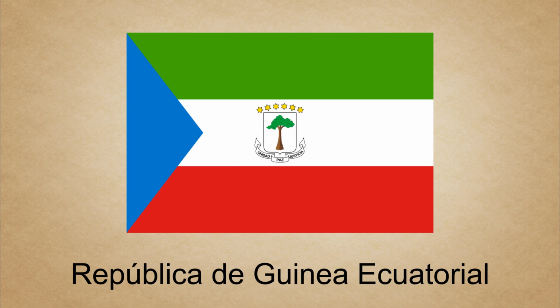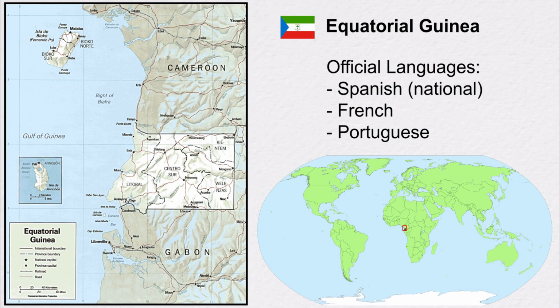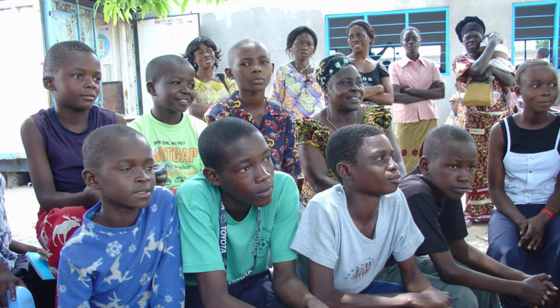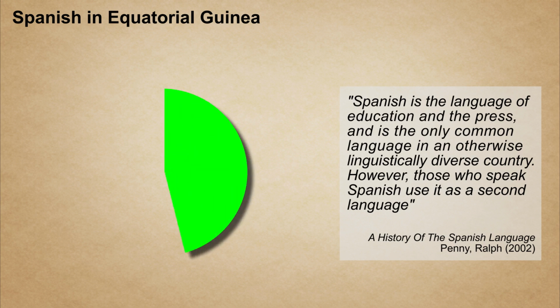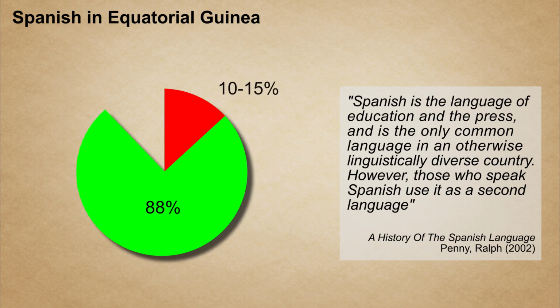So are people from Equatorial Guinea Hispanic? Well, it may be a Spanish-speaking country, but their people would almost universally not be considered Hispanic. This is due to huge cultural differences and the fact that Africa was colonised much later than the Americas and in a very different way. Most Spanish people left after independence. And although Spanish is spoken by about 88% of the population, only about 10 to 15% have a high competence in the language.